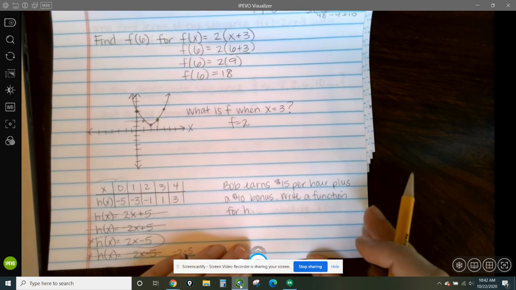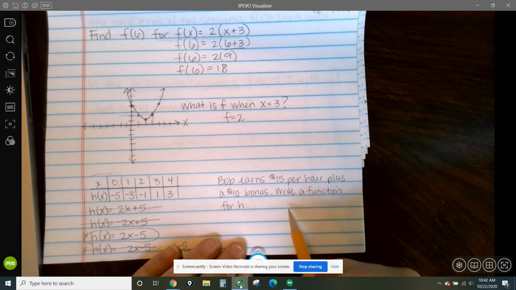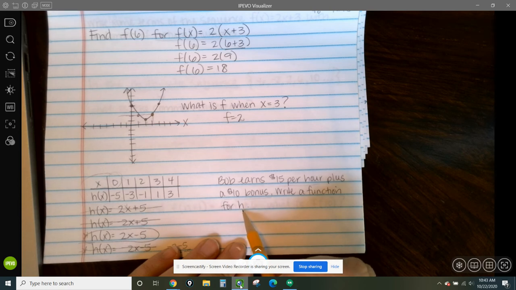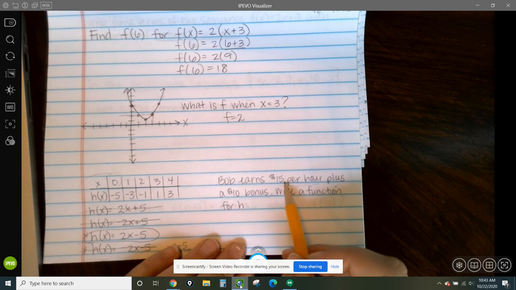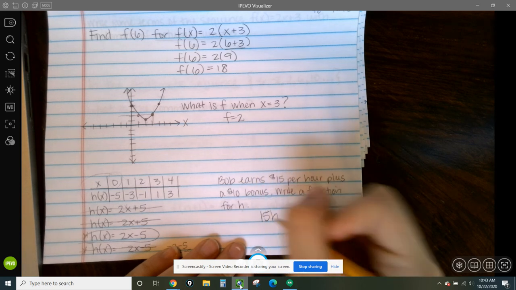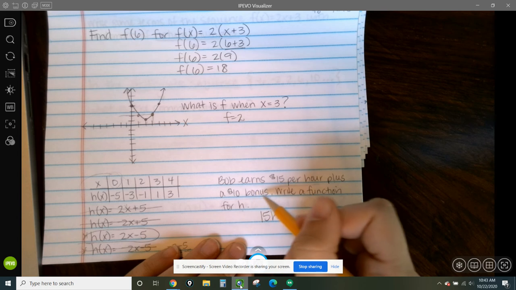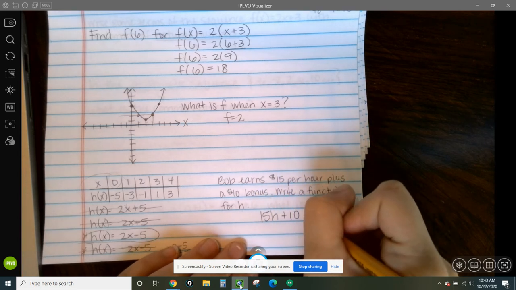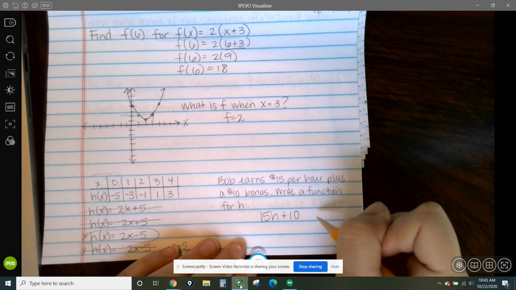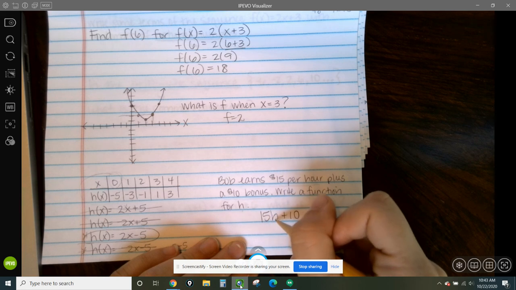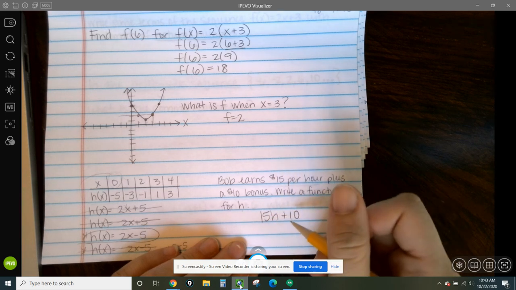And last thing they'll ask you on your checkpoint, how would I write a function for this? Bob earns $15 per hour plus a $10 bonus. Write a function for h, where h is hours. So $15 per hour. I'm guessing you guys would write that as 15h, which is correct. Plus a $10 bonus. So I'm going to write plus 10. It's not 10h. It's not a $10 bonus per hour. It's just a flat out $10. So $15 an hour, plus he gets $10 on top of that.